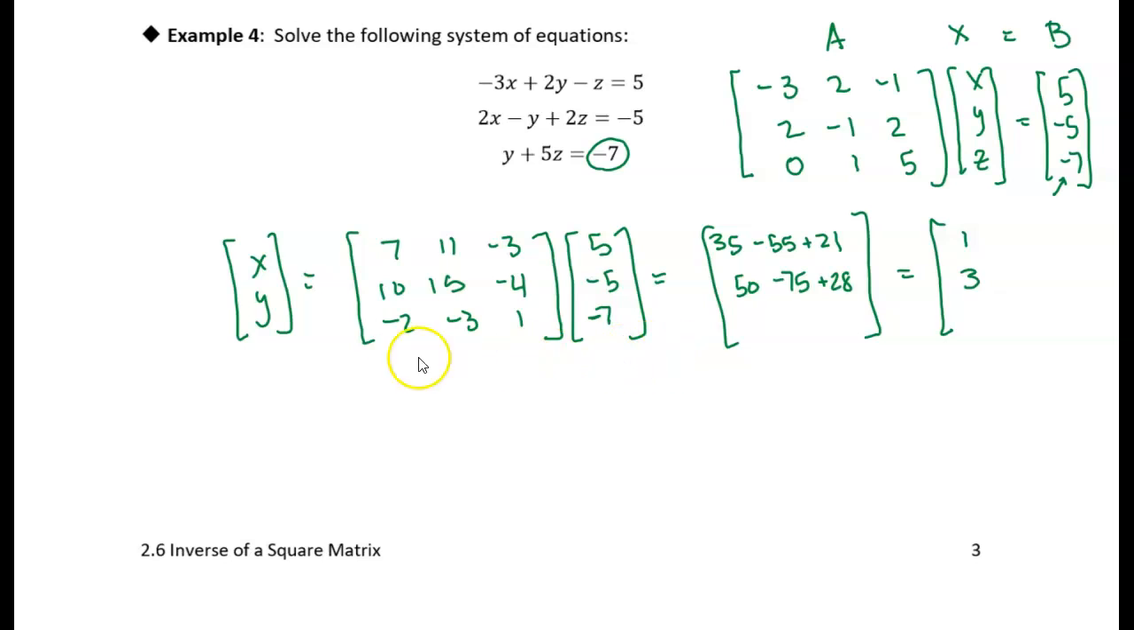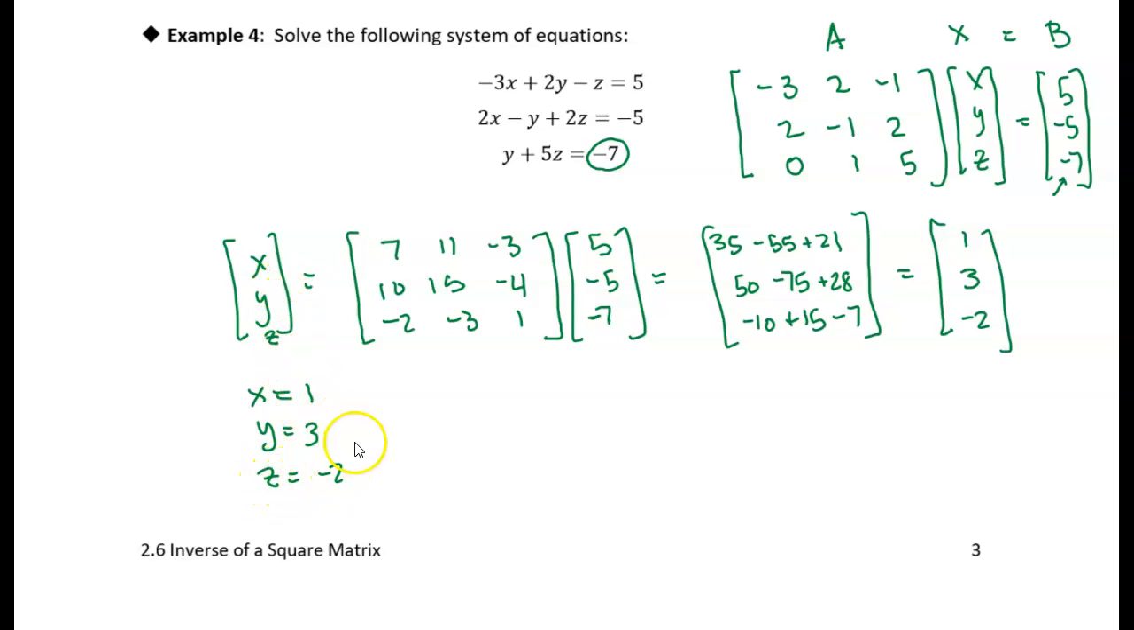And then finally the third row times this first column is going to give you -10, and then plus 15, and then -7. Add that all up, and I got a -2. So this is telling me that x is equal to 1, y is equal to, whoops, this should have been x, y, z. Y is equal to 3, and z is equal to -2.